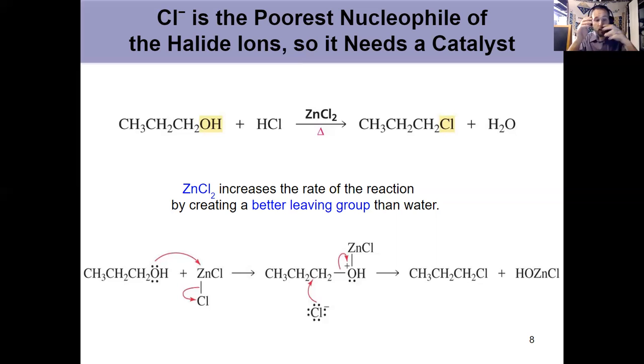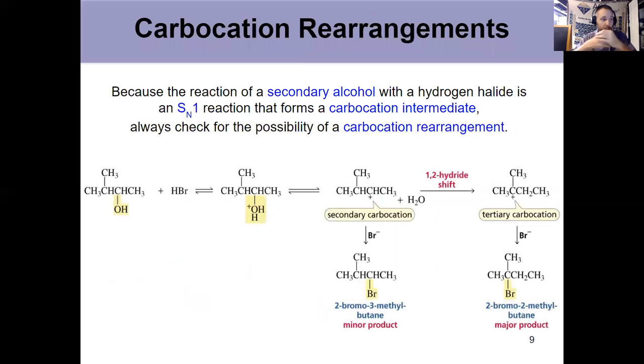Another thing, of course, to keep in mind. We know this from chapters in the past. Secondary and tertiary alcohols are going through an SN1 reaction. That means they have a carbocation intermediate, which should set off a flag in your brain. You need to be on the lookout for carbocation rearrangements.